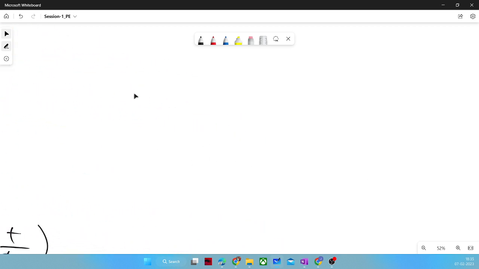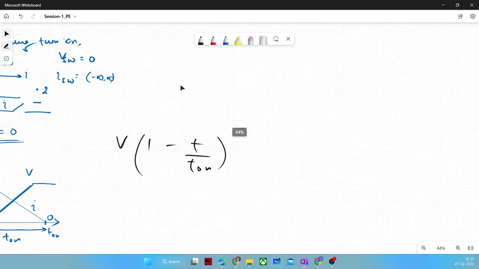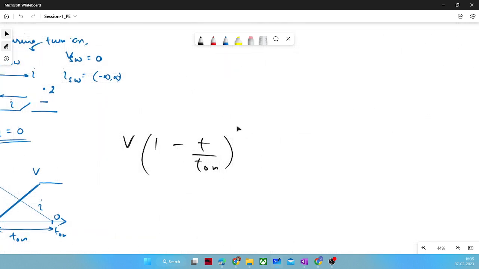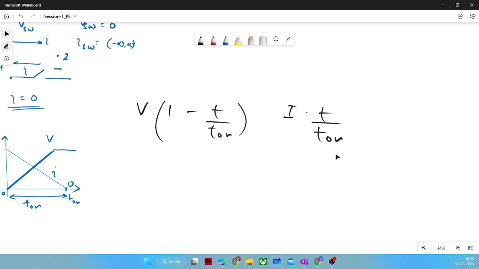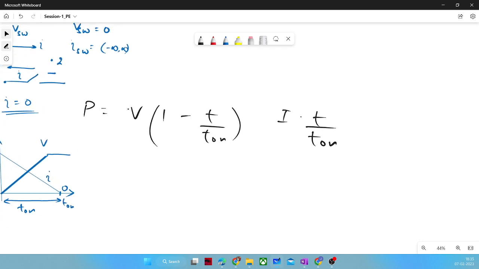Okay, I will summarize this problem once more. Just let me finish this expression. So this was the expression of V and I, with I into t by t on. V into I is the power expression. We need to find the peak instantaneous power. That will be, in simplified format, t by t on minus t square by t on square.